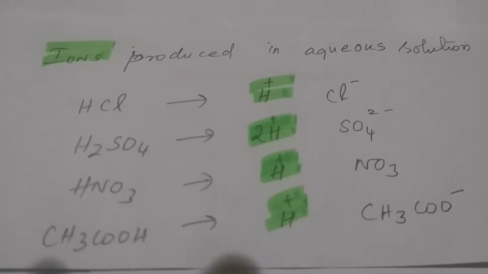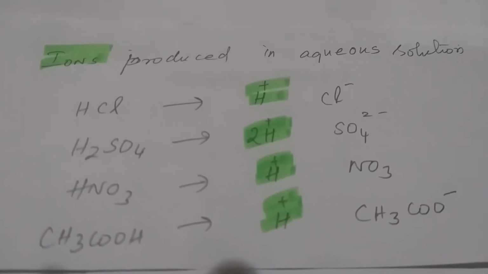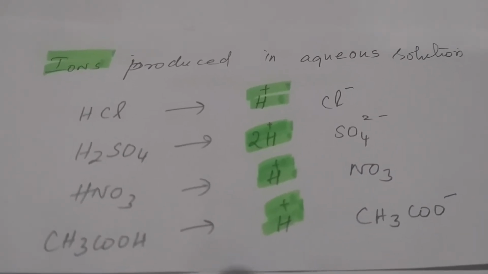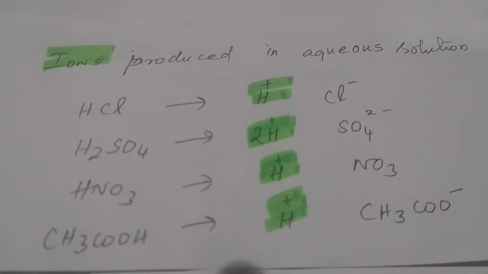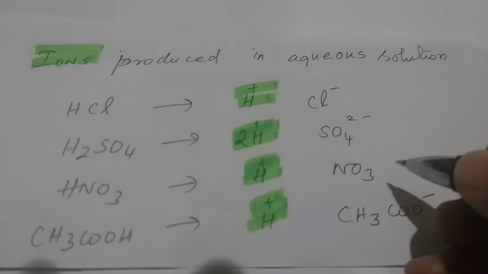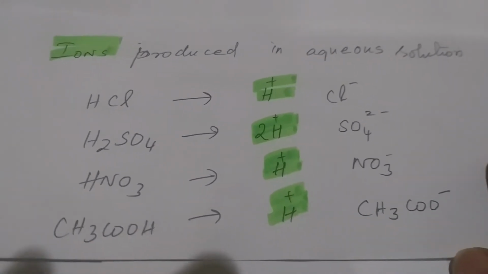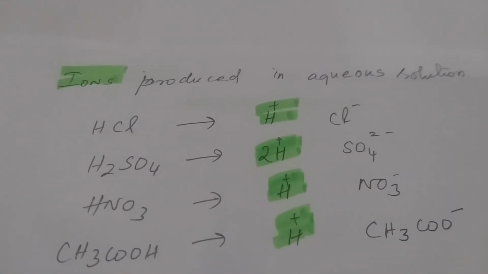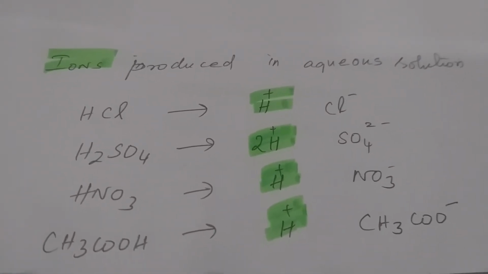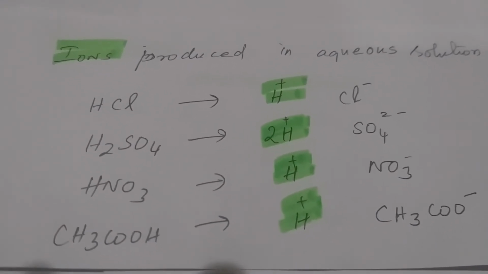When you dissolve hydrochloric acid, it becomes H plus and Cl minus. When we dissolve H2SO4, sulfuric acid, it becomes 2H plus and SO4 2 minus. When you dissolve nitric acid, it becomes H plus and NO3 minus. Let me write the symbol for nitrate, NO3 minus. Then ethanoic acid, CH3COOH, when dissolved, becomes H plus and CH3COO minus.